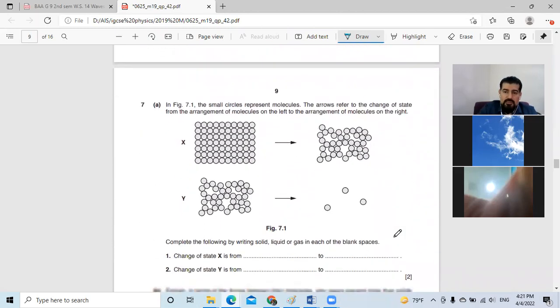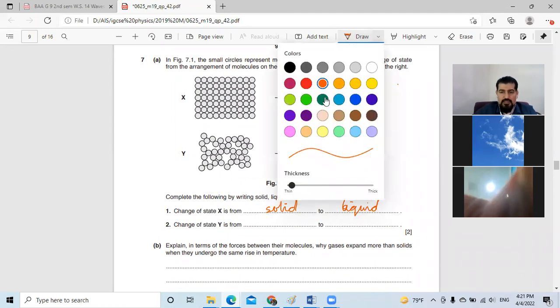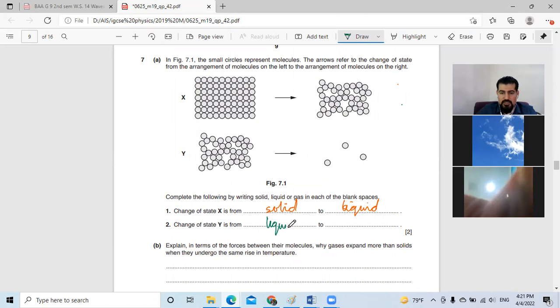Tamam. Question number 7, it's a very easy question, I remember it. In the figure here, a small circle represents molecules. The arrows refer to the change in state from the arrangement of the molecules on the left. What was the change here in X? Complete the words: solid, liquid, or gas. It's from solid, bravo, it's called melting, to liquid, exactly. And the second one, it's obvious that's from liquid to gas. Bravo. Very easy, 2 marks.